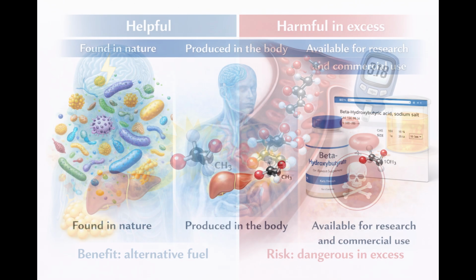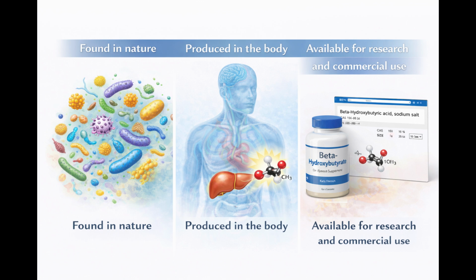Beta-hydroxybutyrate is found naturally in the human body and also in other living systems. It can also be produced for research and commercial use. So it comes from multiple sources: biological metabolism, laboratory preparation, and modern supplement products.